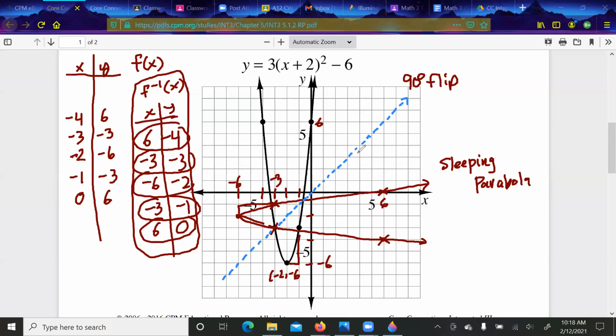Okay, so this is the line of symmetry, so please draw it in your paper. And this line has an equation, right? What is the equation of this line? Y equals x.